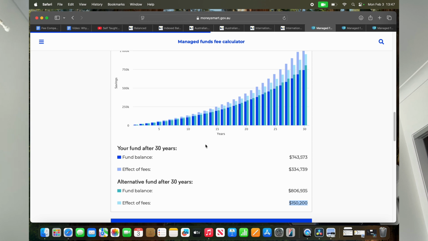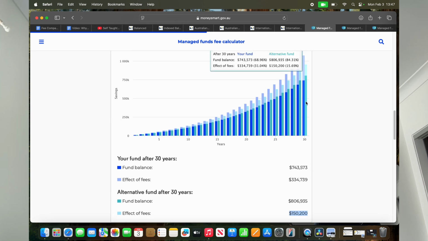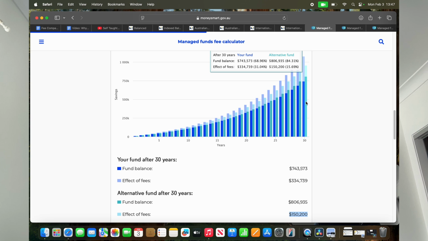So when taking a look at a 30-year period, you can see that the balanced actively managed fund, after 30 years, you're going to have a balance of approximately $743,000, and you're going to be paying about $334,000 in fees, which is a significant amount in fees. You can actually see that the effective fees, this graph says that you're paying about 31.04% in fees.